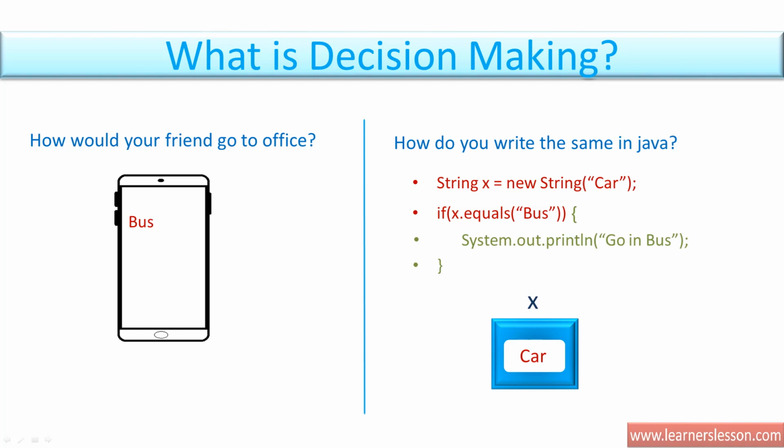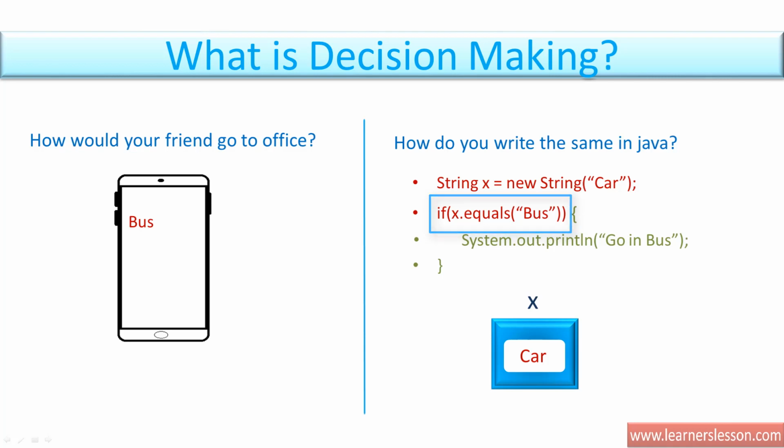So what happens? If x.equals("bus") is satisfied, Java goes into the block of this if statement and System.out.println("go in bus") would be executed. So in this case, this particular statement is false, that x equals bus, because right now inside x we have car and inside the parameter of the equals method we have bus.